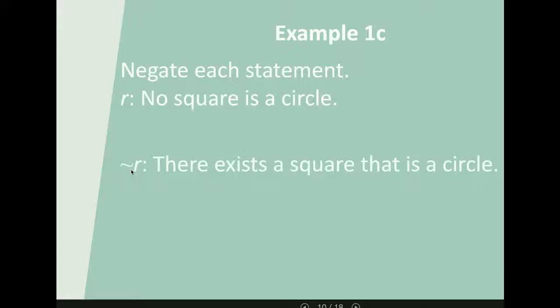Now remember, just because we're writing "not R," it doesn't mean the statement's true. So they should have opposite truth values. So this statement is true. No square is a circle, which means this one is false.